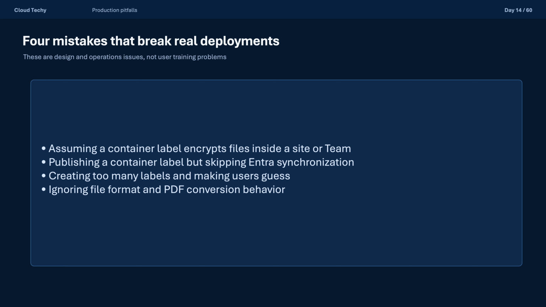The third is creating too many labels. A complicated taxonomy looks impressive in a design document, but users will classify inconsistently if the choices are not obvious. The fourth is ignoring file format and PDF conversion behavior. Older formats, certain exports, or print paths may not preserve labels or protection the way the business expects.